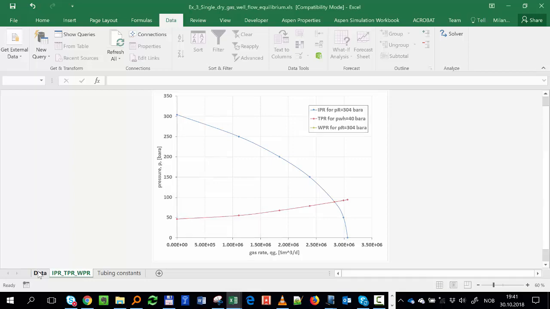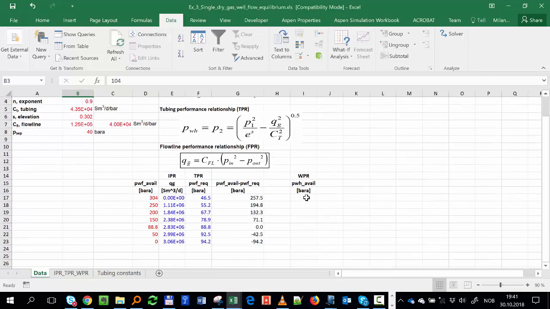Okay, in the same Excel sheet, here we have WPR available. So let's try to do it here. We have already calculated the IPR part, which is here. Now we just have to calculate the TPR, the tubing. Which equation are we going to use? Remember, we have many: tubing Q, tubing P1, and tubing P2. Which one do we need? P2, right? We want to calculate pressure at the discharge of the tubing, at the wellhead.